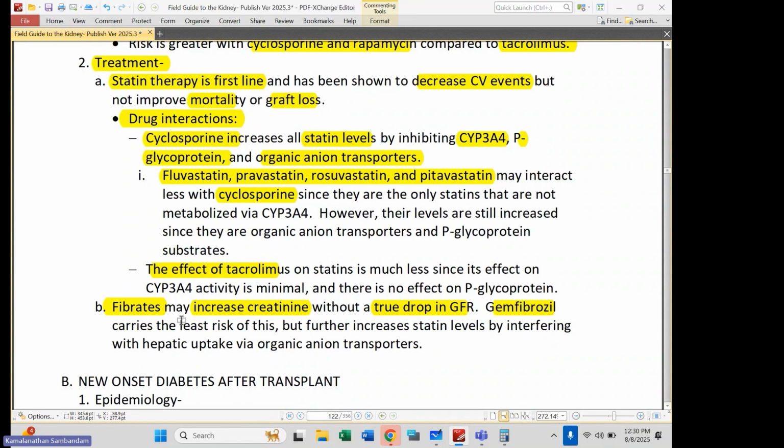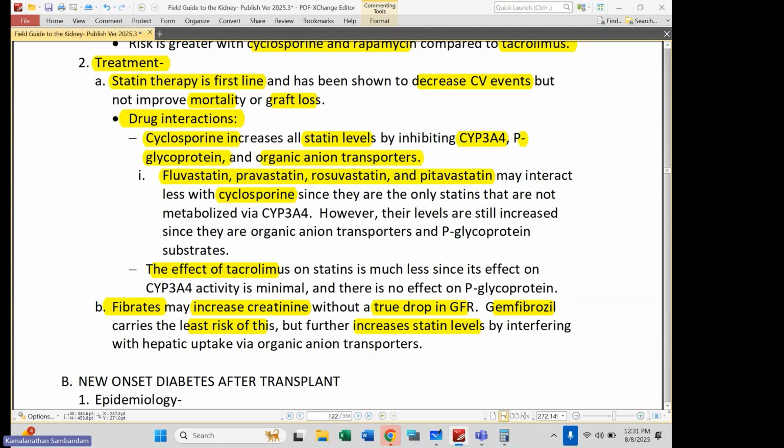Gemfibrozil has less risk of this change in serum creatinine, but it has more risk when combined with statins for the myopathy and hepatotoxicity. Okay.